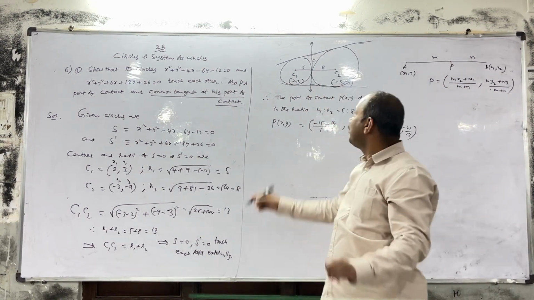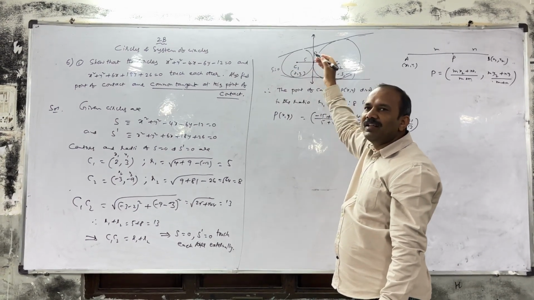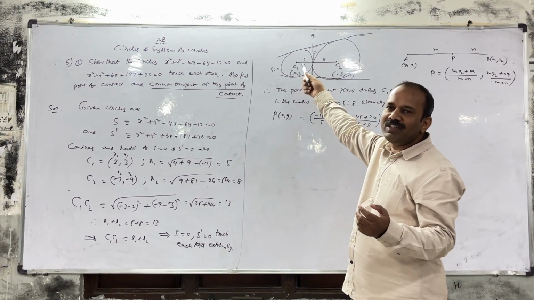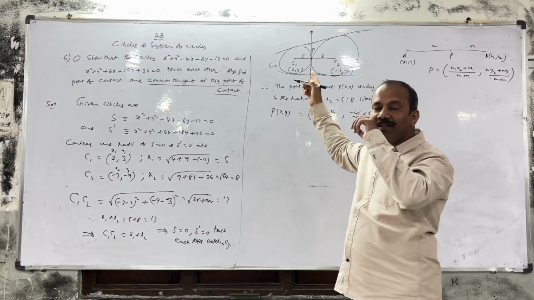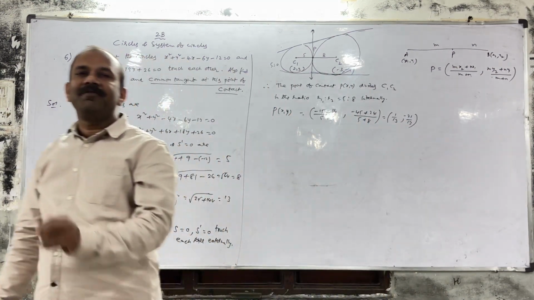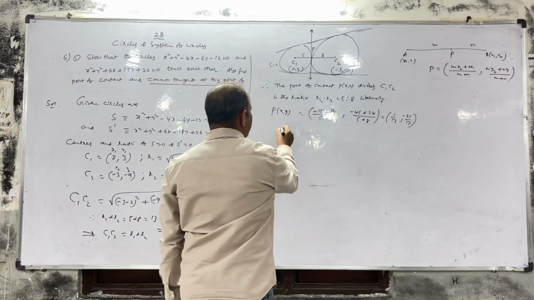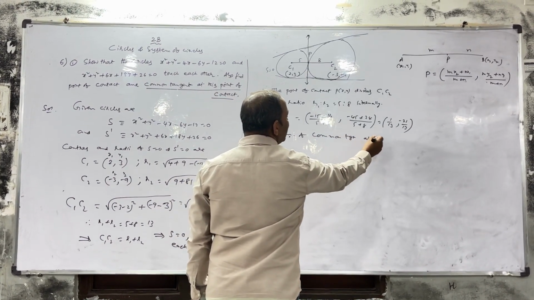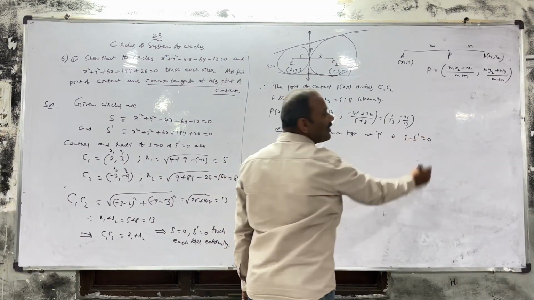One way is simply: for the first circle S equal to 0, at this point P (x1, y1), the equation of the tangent is S1 equal to 0. Direct formula. The second circle also gives the same tangent because it is a common tangent. And one more way: whenever two circles touch externally, the common tangent is nothing but the radical axis. The radical axis is simply the difference of the two circles when they are in general form. So the equation of the common tangent at P is S minus S dash equal to 0.